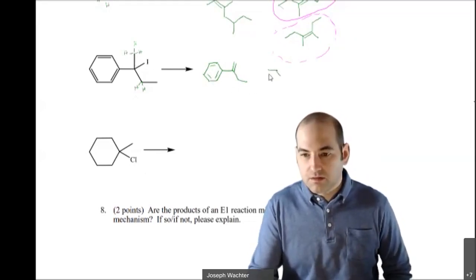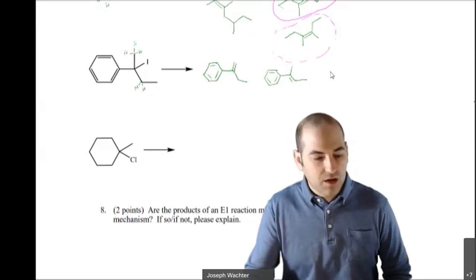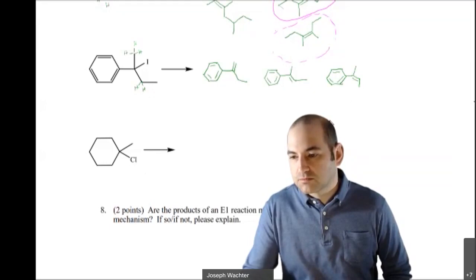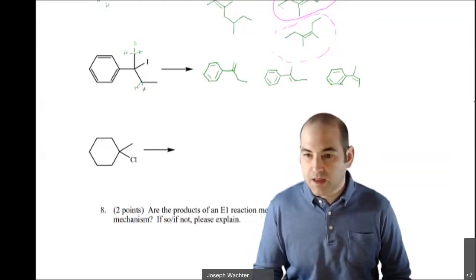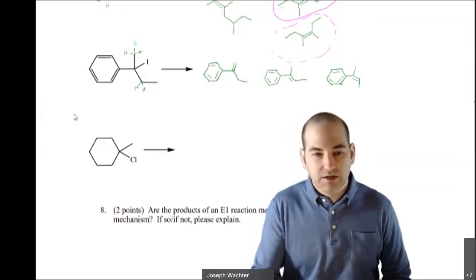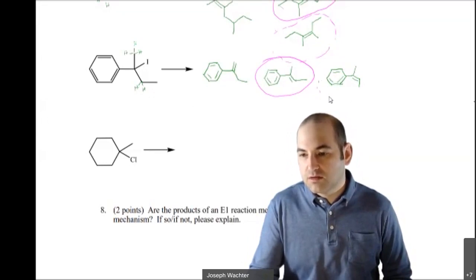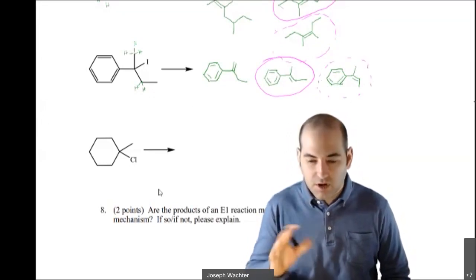Then, we have that one from these two, but then we could also make the Z version of that. Three possible products there. And we would expect the major product again is the more substituted one, the E, and then the Z would also probably be formed.